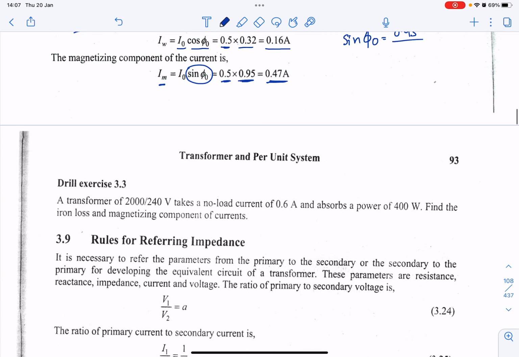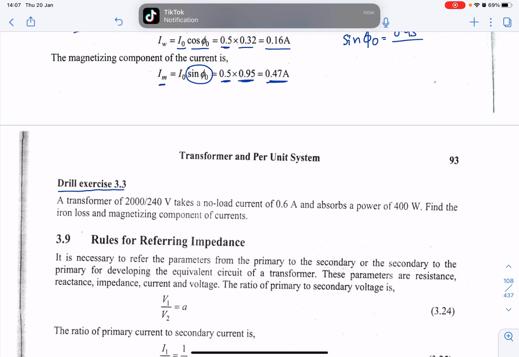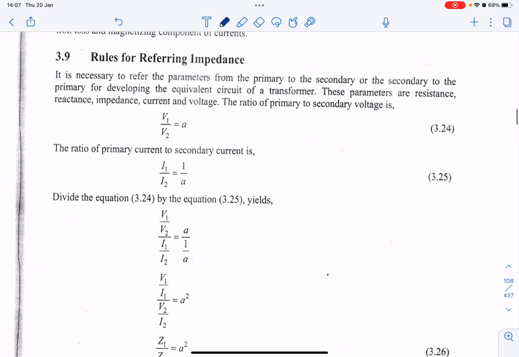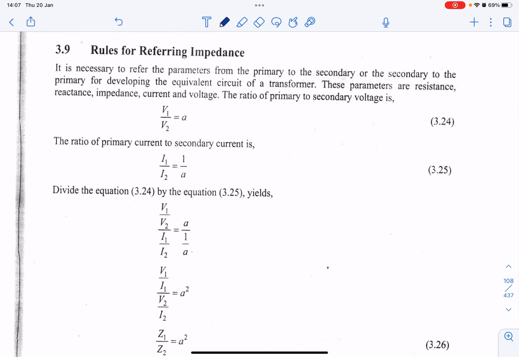So please do try the drill exercise 3.3. So we will continue on the next part of the lecture, which is the rules for referring impedance.